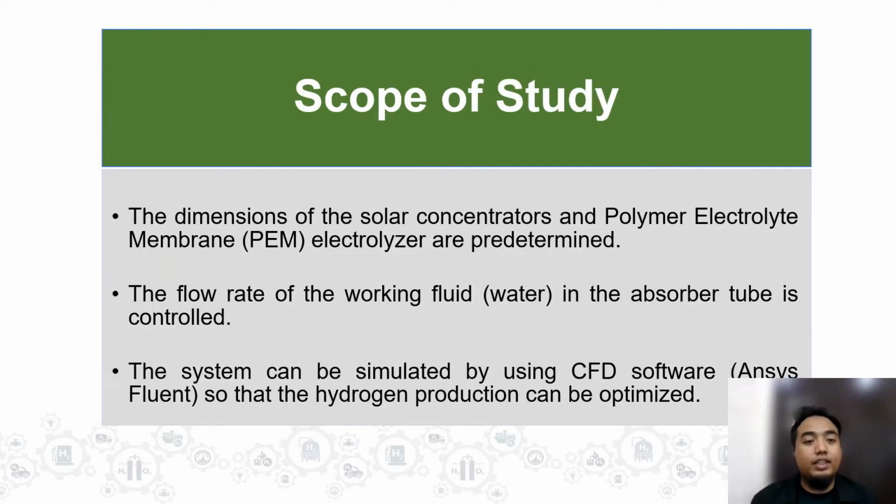Scope of study: the dimensions of the solar concentrators and the polymer electrolyte membrane (PEM) electrolyzer are predetermined. The flow rate of the working fluid, which is water in the absorber tube, is controlled. The system can be simulated by using CFD software such as ANSYS Fluent so that the hydrogen production can be optimized.